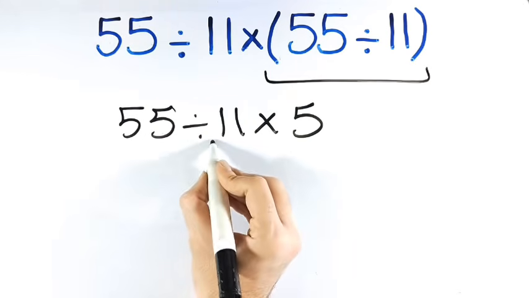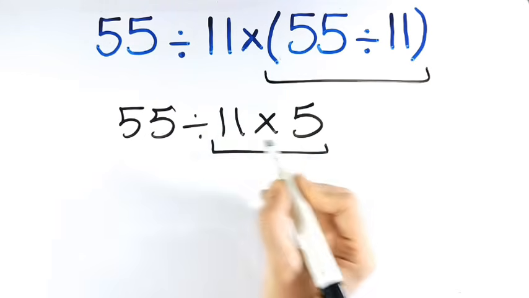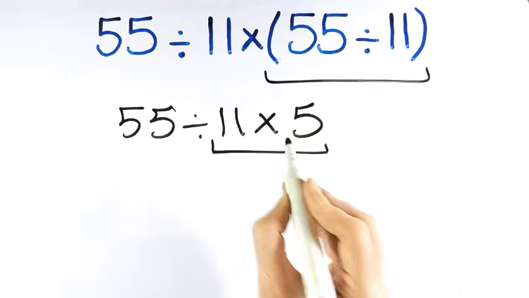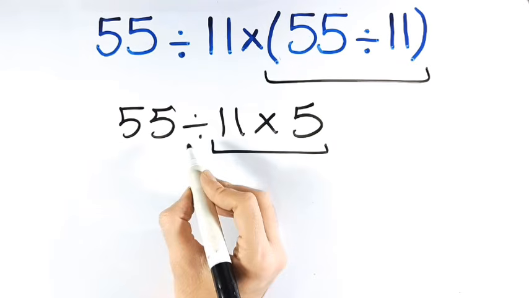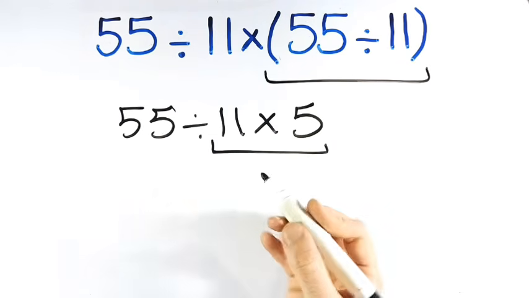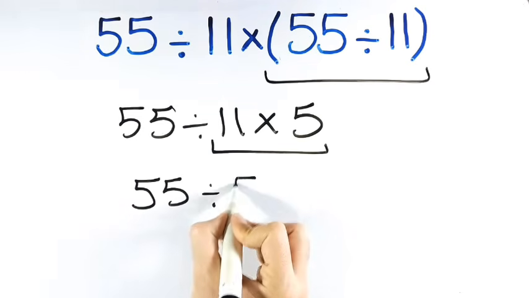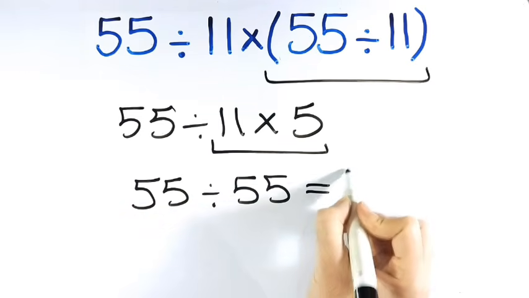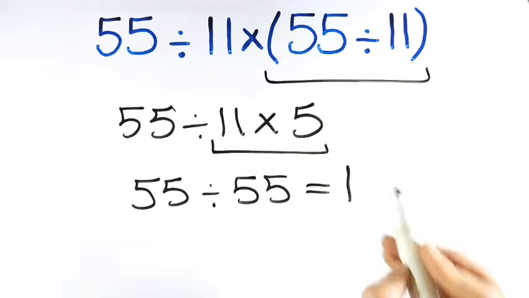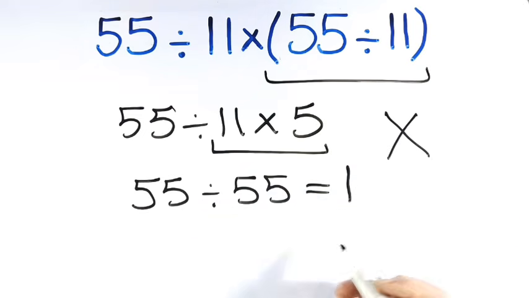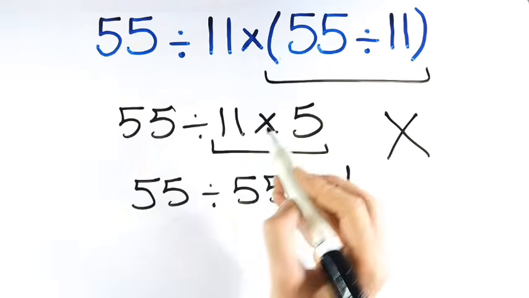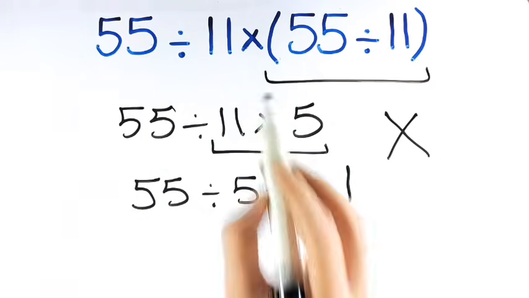And the next step, they go for the multiplication between 11 and 5 because they believe multiplication has a higher priority than division. So, they rewrite this expression as 55 divided by 55, which finally gives them the answer 1. However, this answer is actually incorrect. Alright, now let me explain step by step how to solve this expression properly.